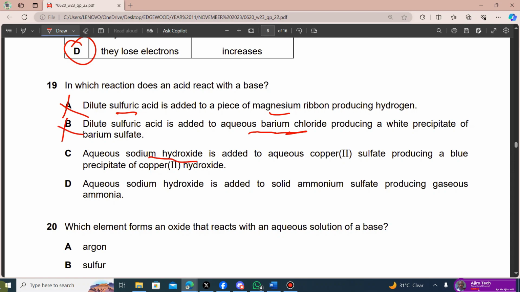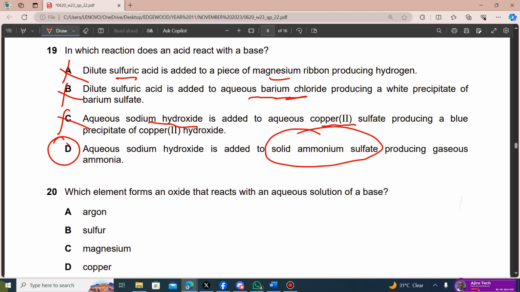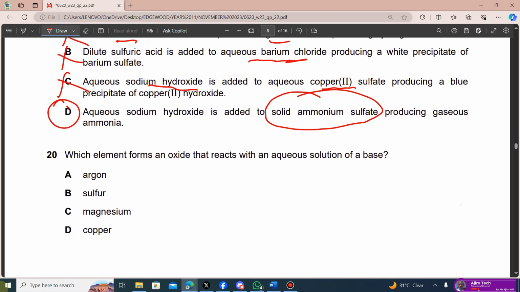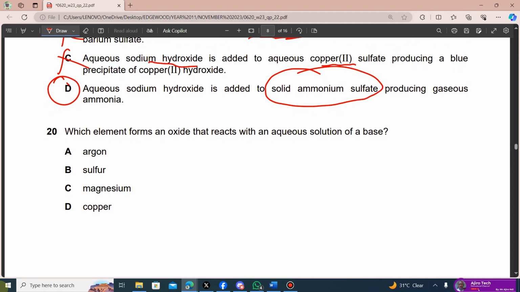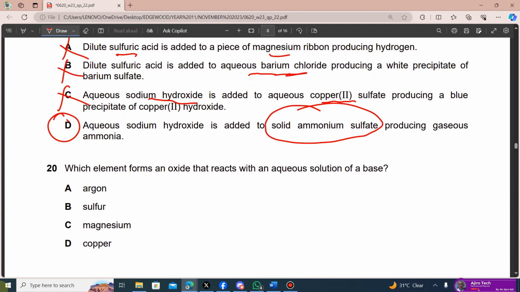Aqueous sodium hydroxide is added to aqueous copper(II) sulfate. Still the same thing as B. Let's hope that D will give us the answer. Aqueous sodium hydroxide is added to solid ammonium sulfate, producing gaseous ammonia and sulfuric acid. So this is the correct one, because it is an acidic salt. So D is the correct option for that.